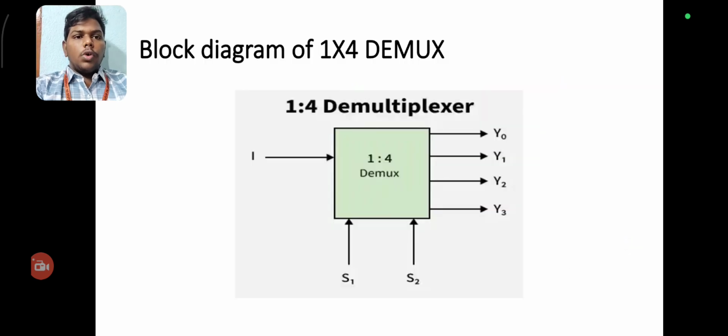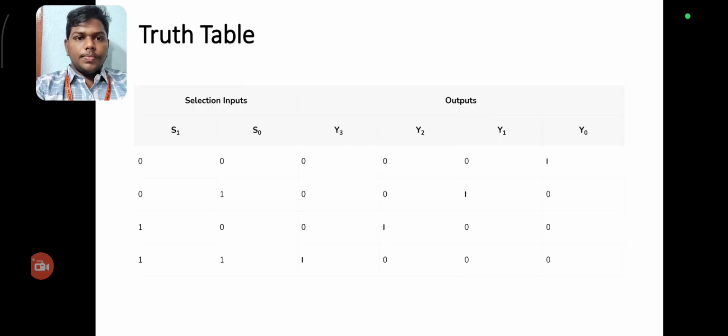First, the 1 into 4 block diagram. Here I am passing one input line and two selector lines, and this demultiplexer generates four output lines. Here I is the input line, S1 is the first selector line, S2 is the second selector line, and Y0, Y1, Y2, Y3 are the output lines.